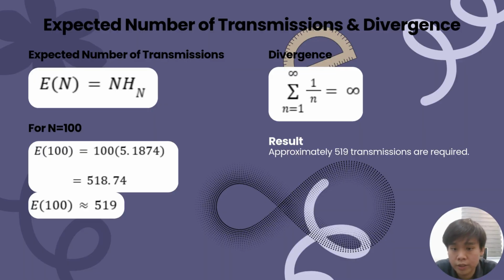The calculation gives an expected value of 518.74, which is approximately 519 transmissions. This means that although there are only 100 unique packets, the system requires an average of over 500 transmissions, because many packets are repeatedly received before obtaining the final missing ones. Since the harmonic series diverges, the expected number of transmissions continues to grow as the number of unique packets increases.